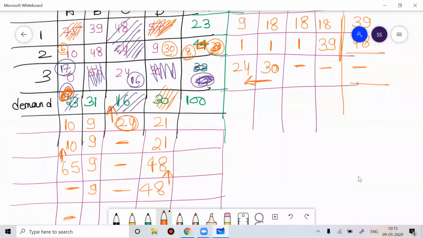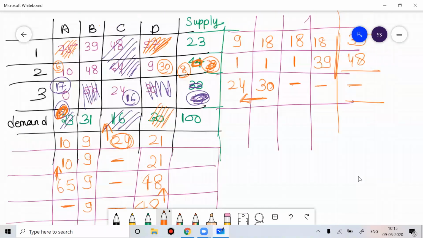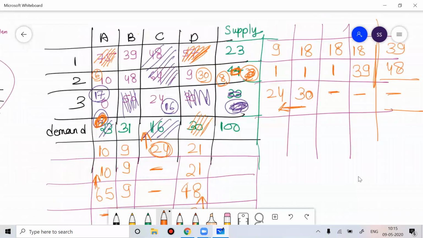48 minus 39 is 9, and this is all done, so the highest one is 48. So if you see 48, the supply here is 8, so you can put 8 here, because the supply is 8, so then it would be done. If you put 8 here, then this left one is 31 minus 8, that would be 23, and 23 you can put here. So this way you are done with your allocation.